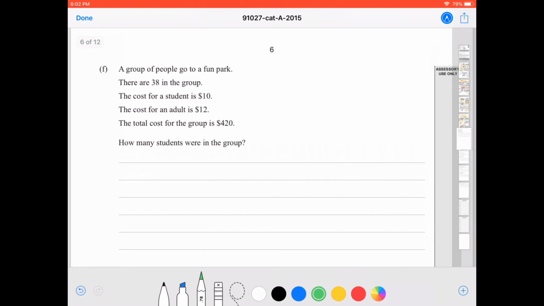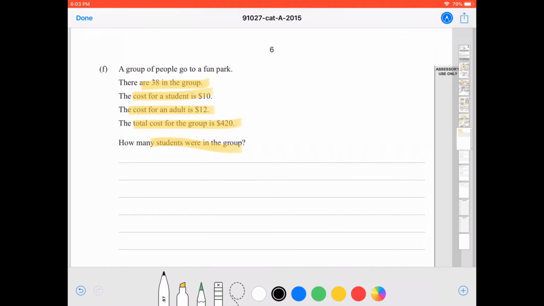It says a group of people go to a fun park. There are 38 in the group. The cost for a student is $10. Cost for an adult is $12. And the total cost for the group is $420. And the question asks, how many students were in the group?